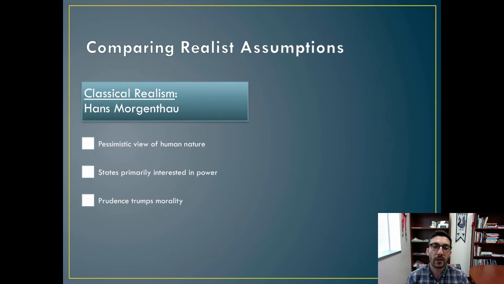And for classical realists, again to echo from last lecture, they take a very pessimistic view of human nature, right? Humans are naturally or inherently bad. States are primarily interested in power above all else, and prudence or cautiousness trumps morality. So we should be cautious, but we should let that dictate our actions more so than the morals or ethics of the international system that we hold.